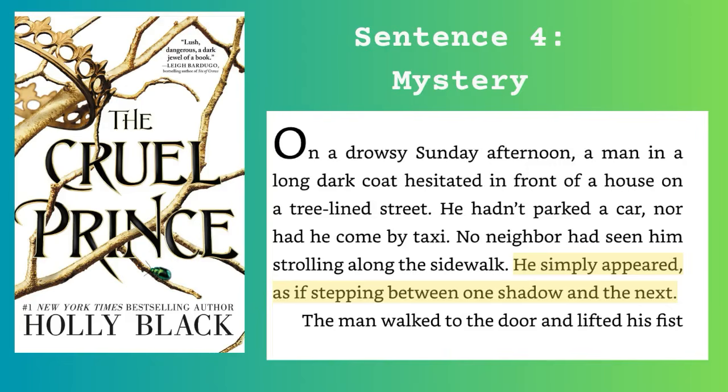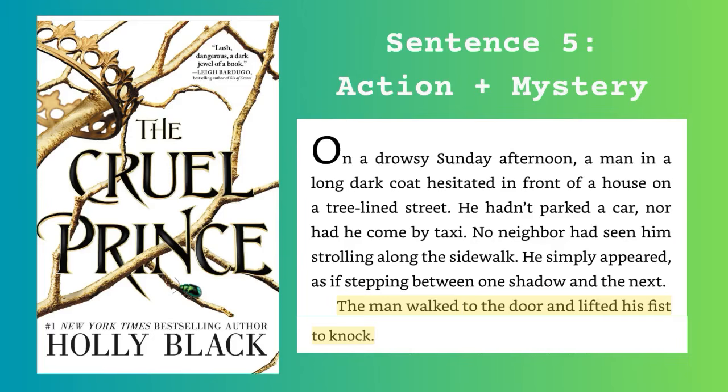Sentence 4. He simply appeared as if stepping between one shadow and the next. Okay, so that sounds magical and creepy. We have the mentioning of shadow, which has some level of foreshadowing. Sentence 5. The man walked to the door and lifted his fist to knock. Okay, so the suspense builds. We're wondering, what's he doing there and what's inside?